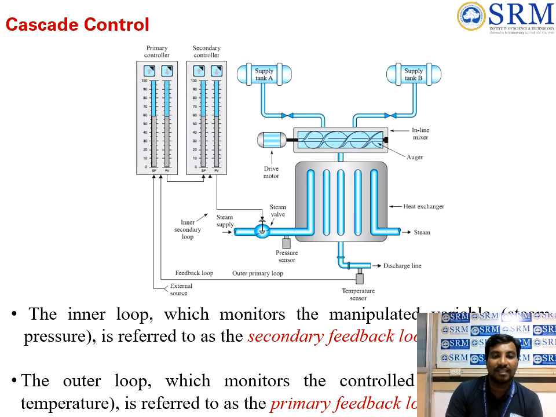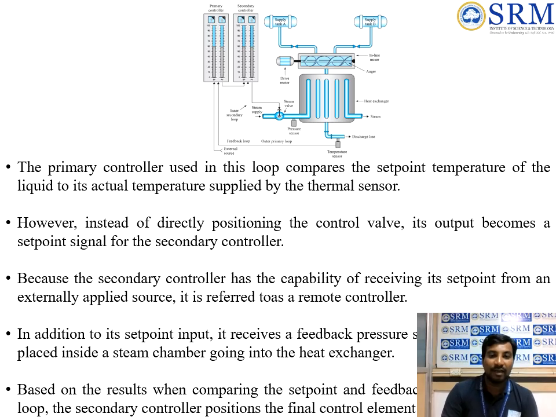Firstly, let us see the cascade control. Here we have an inner loop which monitors the manipulated variable, that is the steam pressure, and that is referred to as the secondary feedback loop. The outer loop, which monitors the control variable, the liquid temperature, is referred to as the primary feedback loop. The primary controller used in this loop compares the set point temperature of the liquid with its actual temperature supplied by the thermal sensor.